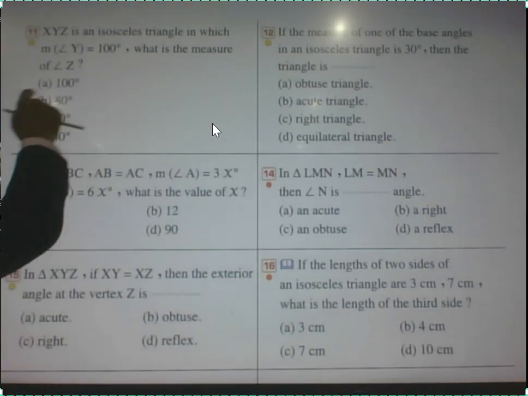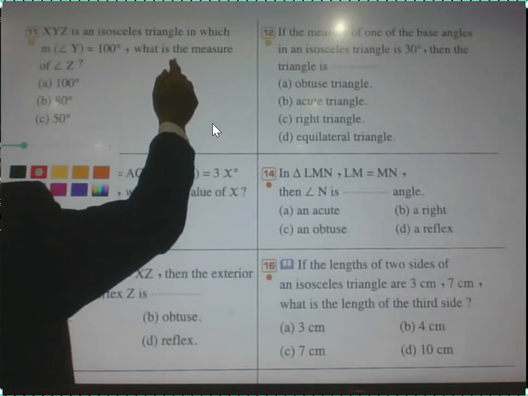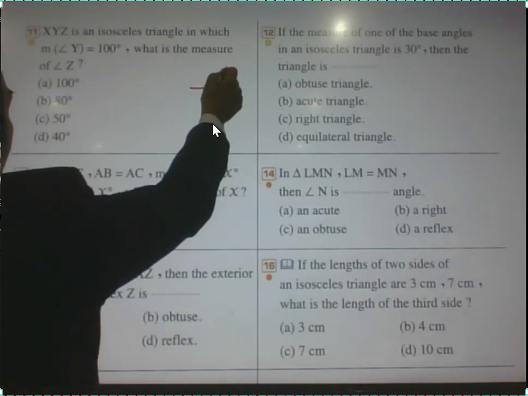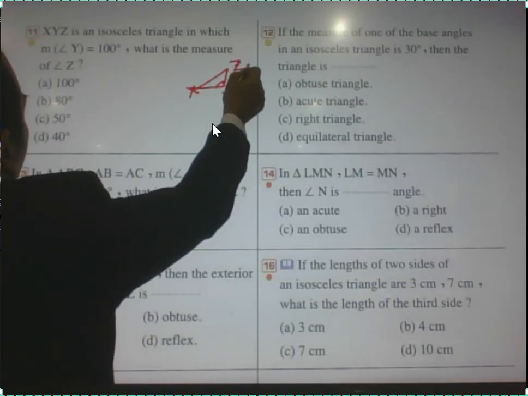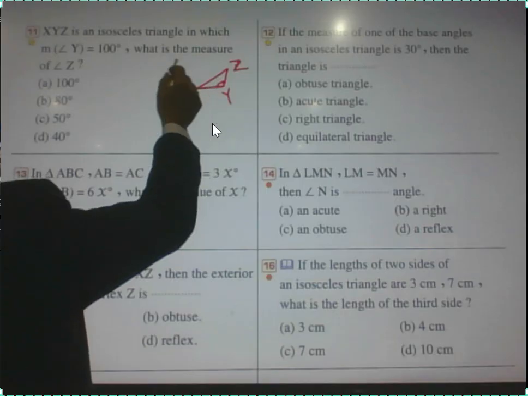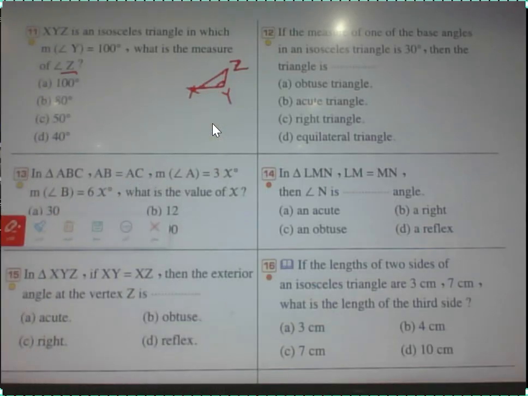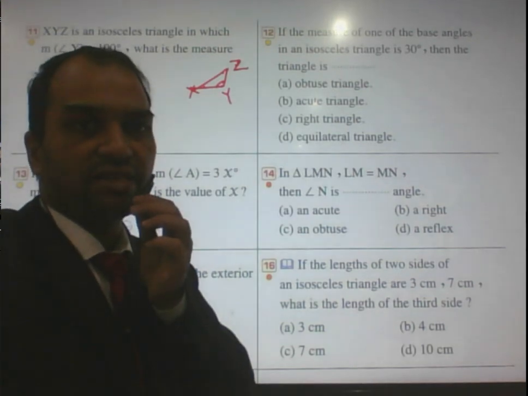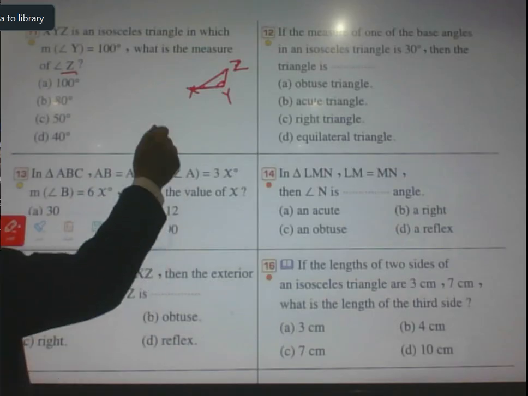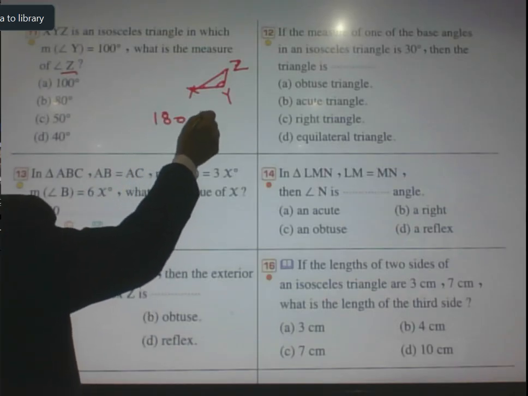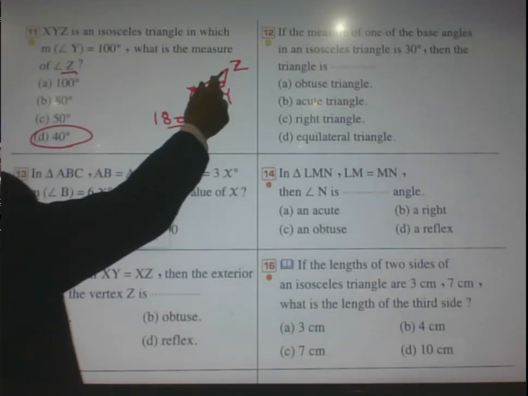XYZ, the isosceles triangle. In Y, we have an isosceles triangle, and the measure of angle Y equals 100 degrees. We have an obtuse angle here, and we have X, Y, and Z. We have 100 degrees. The measure of angle Z: Z equals X. They are equivalent because we have an isosceles triangle, the measures of the two base angles are equal. Okay. Then 180 subtract 100 and then divided by 2. 80 divided by 2 equals 40 degrees. Measure of angle Z equals 40.